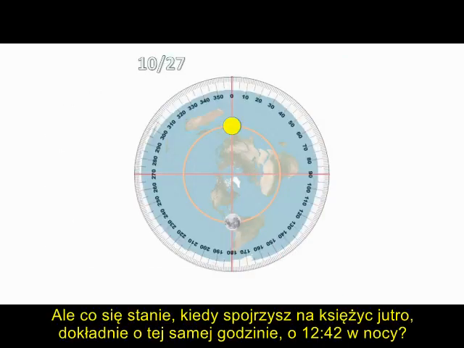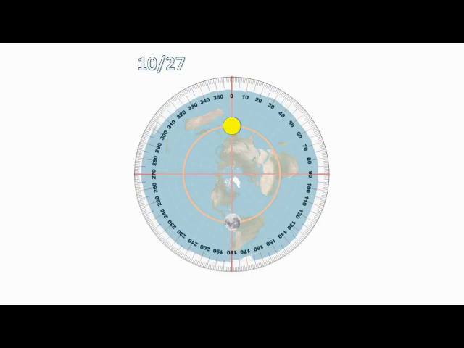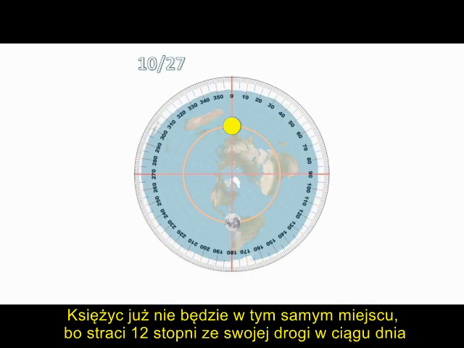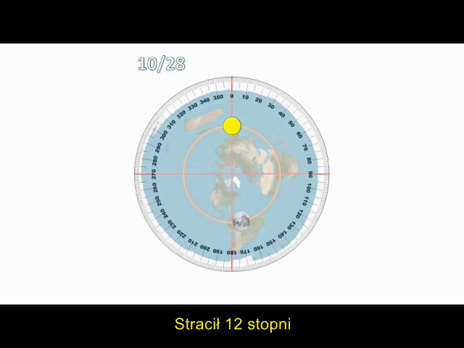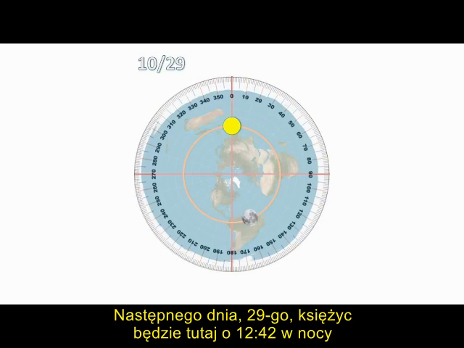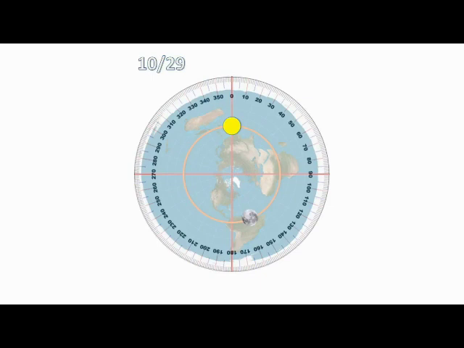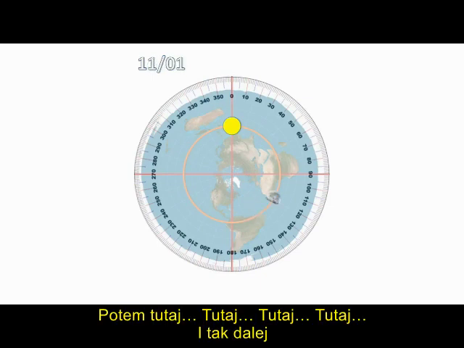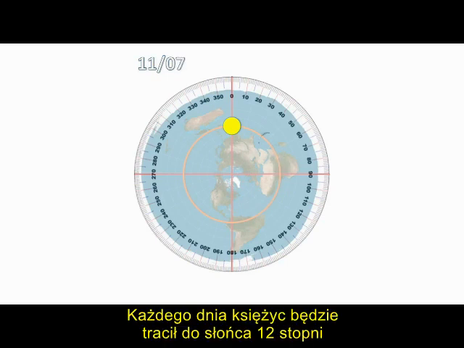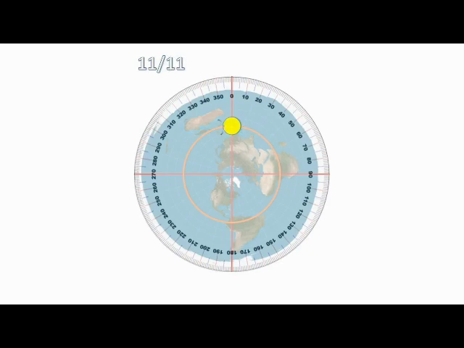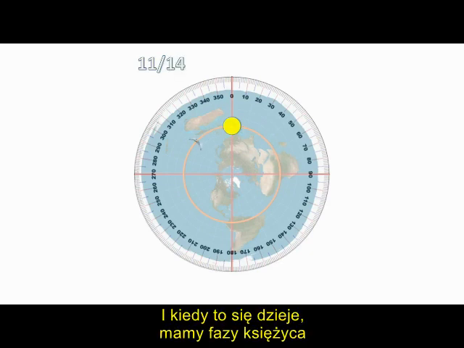But what happens is if you were to take a look at the moon tomorrow night at the exact same time at 12:42 a.m., the moon's not going to be in the same spot. The moon is going to have lost 12 degrees over the course of that day. So now the moon is going to be here at 12:42. It's lost 12 degrees. The next day, on the 29th, the moon will be here at 12:42 a.m. And then here, and then here, and then here, and so on and so forth. And the moon will continue to lose 12 degrees per day. And when this happens, this causes the lunar phases.